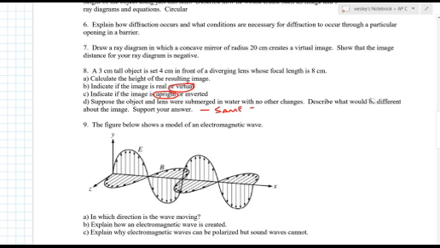It would be the same because the refraction is due to curvature.